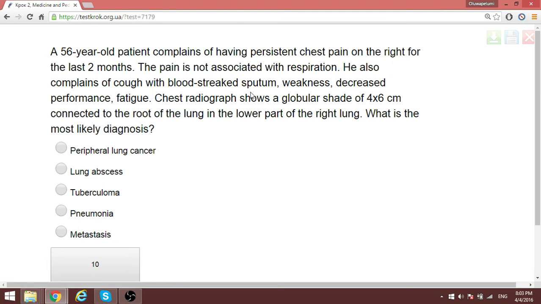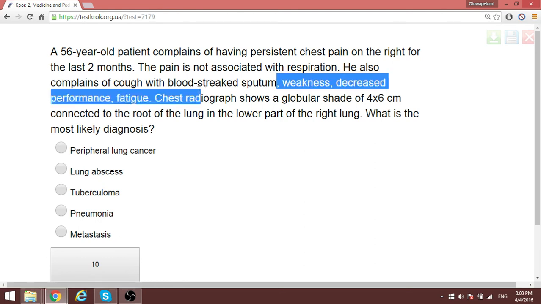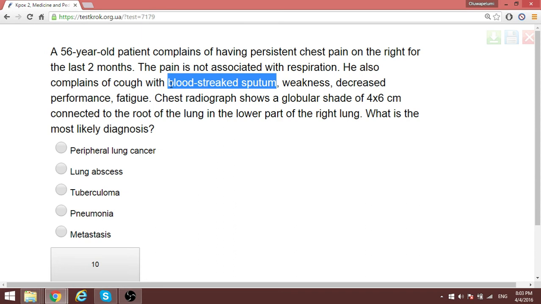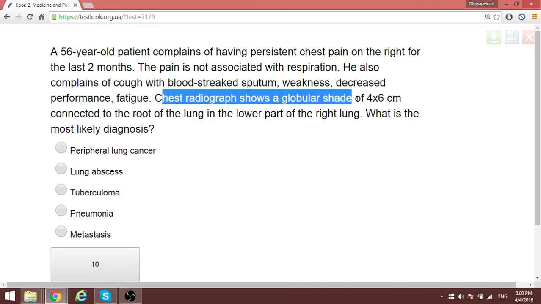All right, a patient with pulmonary disorder and bloody sputum will point attention to tuberculosis, lung cancer, and so on. But the chest radiography shows a globular shade of 4.6 centimeters. When they are so specific like this, you are thinking of tuberculoma, you are thinking of lung cancer. However, history would point to tuberculosis, but in this particular case, we don't have such history. This is a peripheral lung cancer.